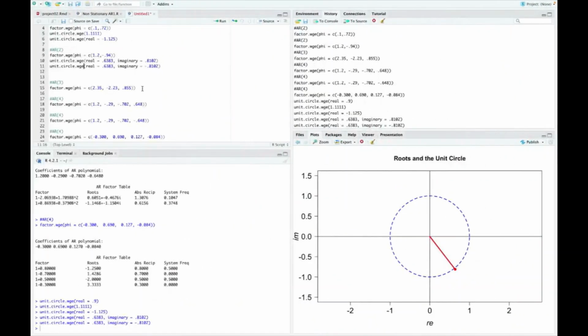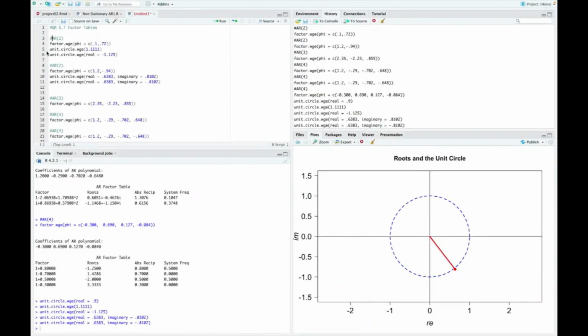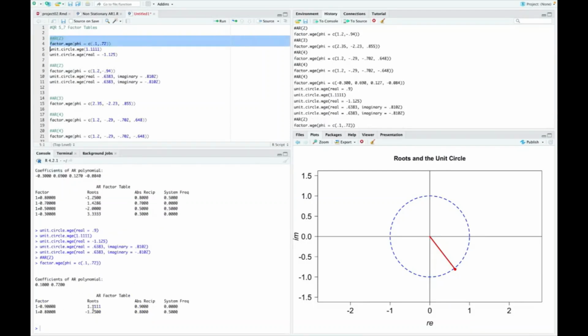Just as a couple of examples here, remember we looked at this AR2 initially, and we'll go ahead and run that. The AR2 had these 2 real roots that factored into 2 degree 1 polynomials with real roots, and the root was 1.111 outside the unit circle and negative 1.25 outside the unit circle.